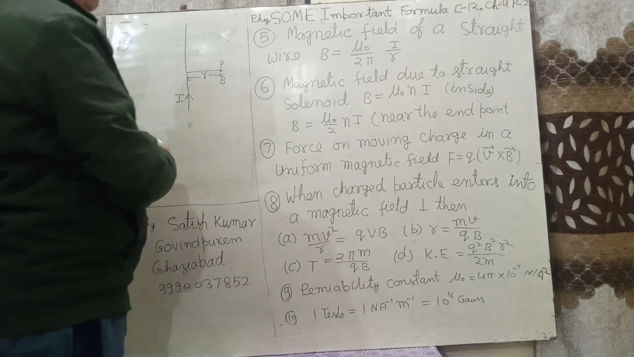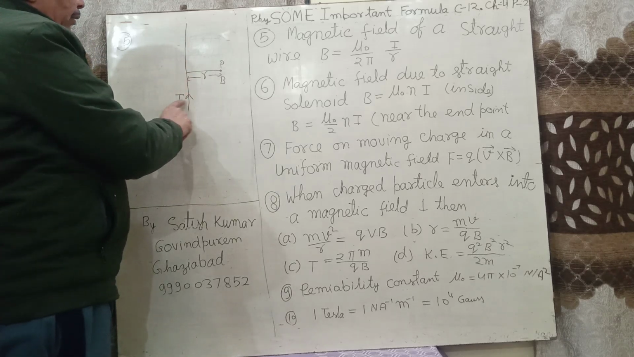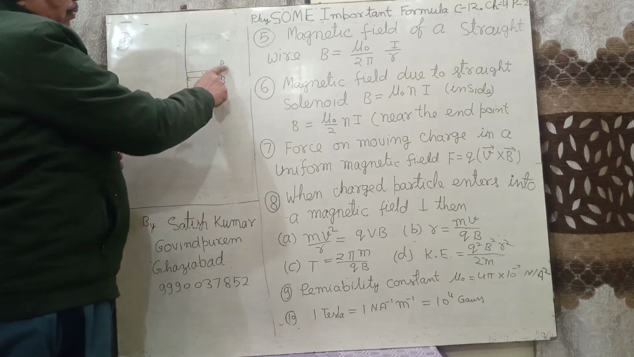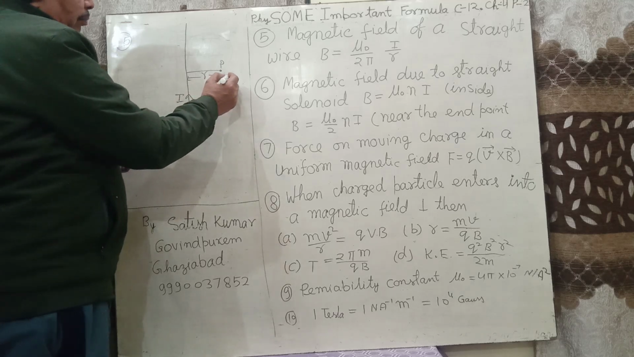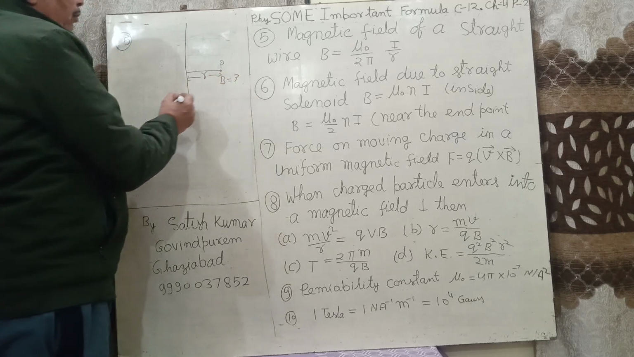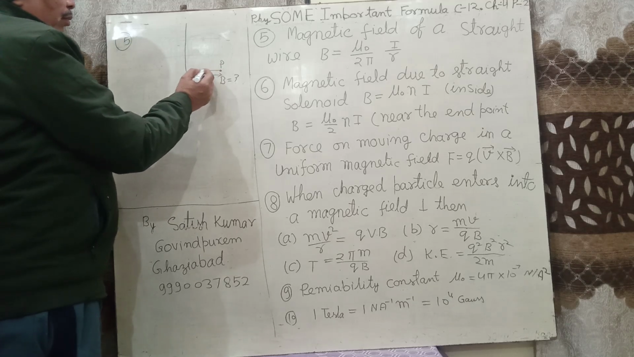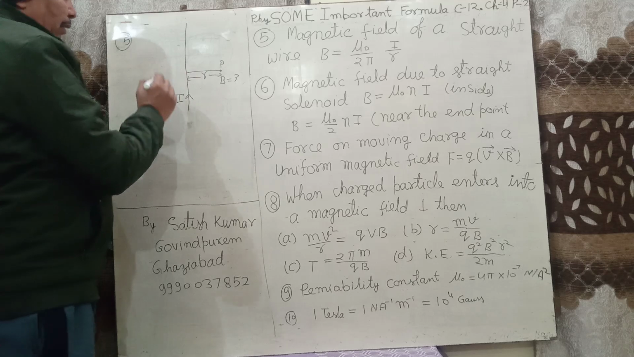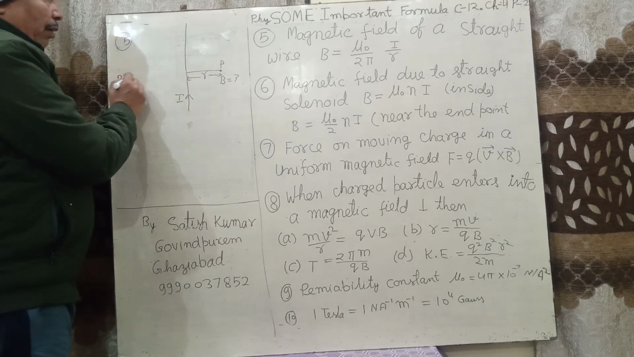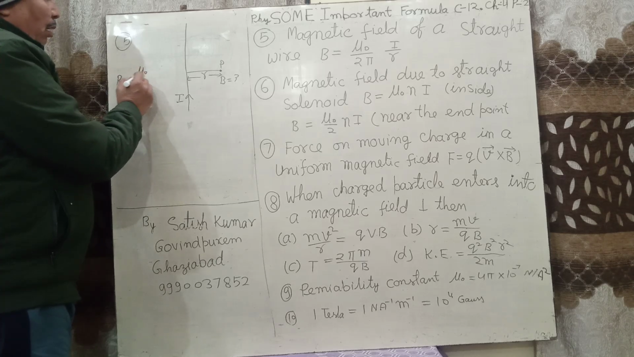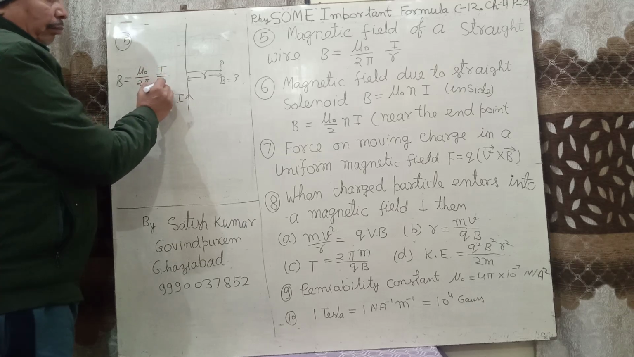Suppose this is a straight wire and current I flows. We find at point P the magnetic field. Magnetic field B equals question mark, and the distance of the point P from the wire is R. Then the magnetic field B equals mu naught upon 2 pi, I upon R.